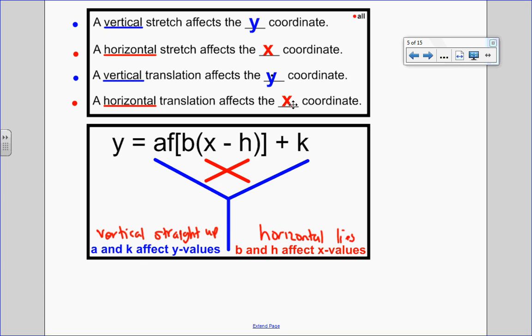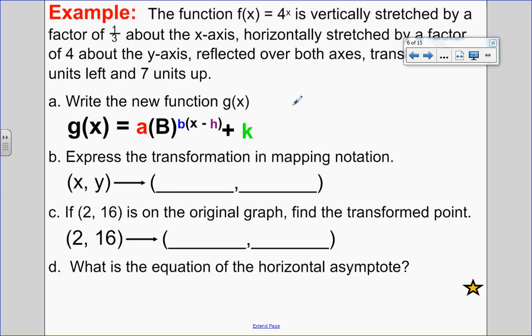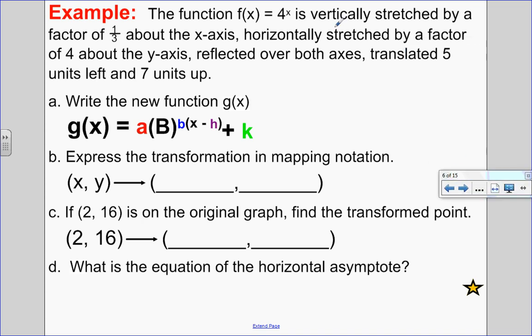Okay, let's apply this to some functions. So we have the function y equals 4 to the x. We are going to vertically stretch it. Let's just go through this a piece at a time. Vertically stretched by a factor of 1/3. Vertical is straight up honest, so I know that a equals 1/3.